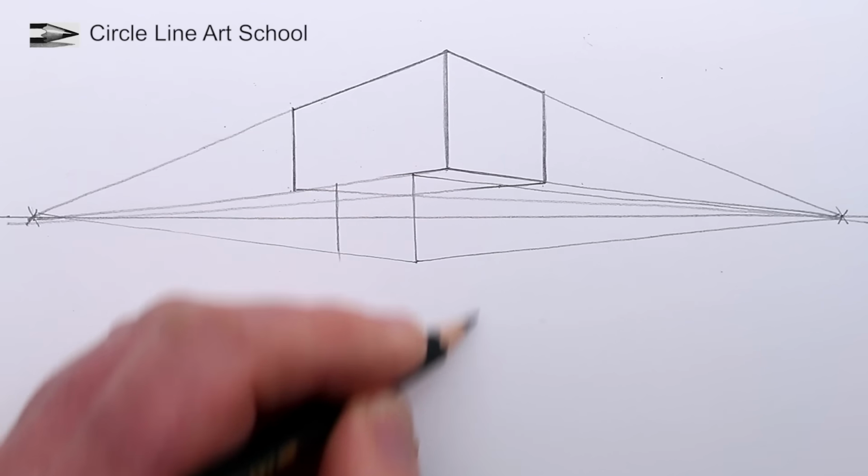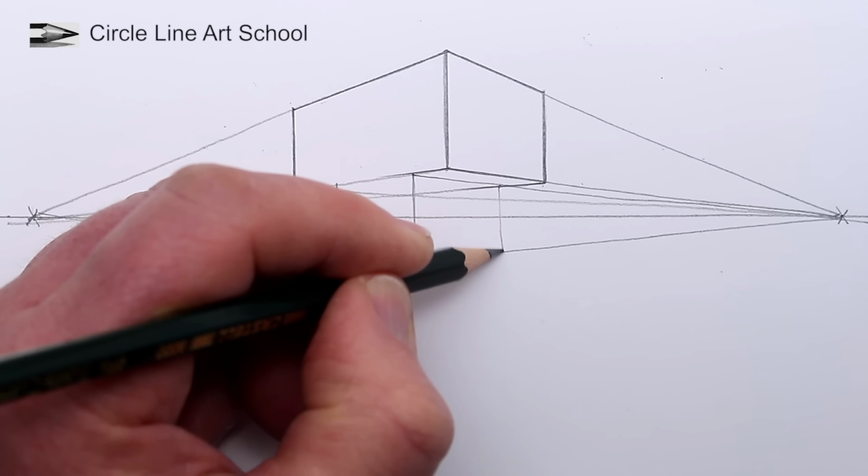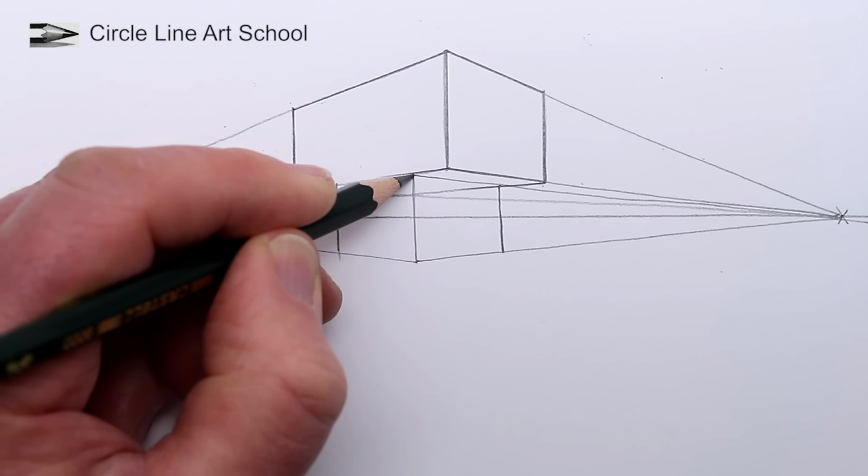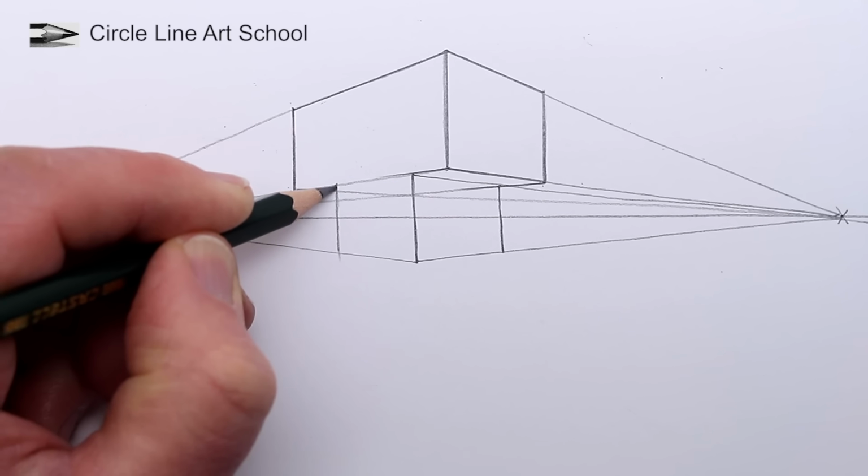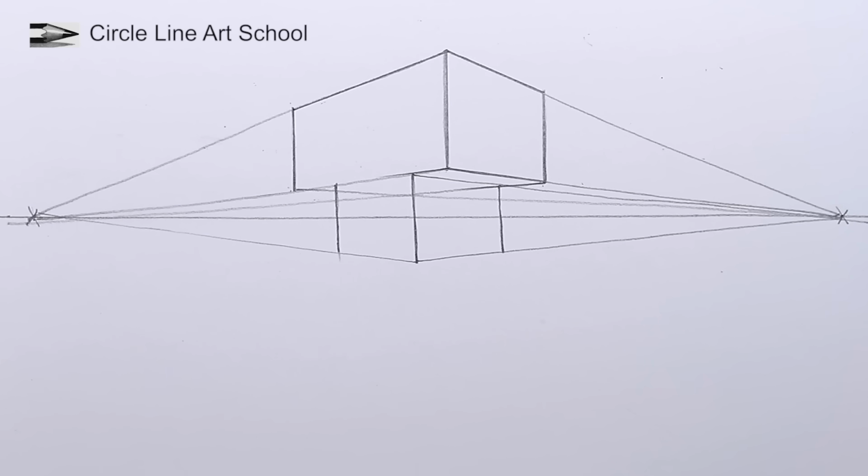This new cuboid has the horizon line going through it, which means that we're looking up at the top part of the block, but we're looking down at the bottom part of the cuboid, because anything below the horizon line we're looking down at. Anything on the horizon line we're looking straight at. So above the horizon line we're looking up, below the horizon line we're looking down, and if we're looking straight to the horizon line, our eyes are looking straight ahead.